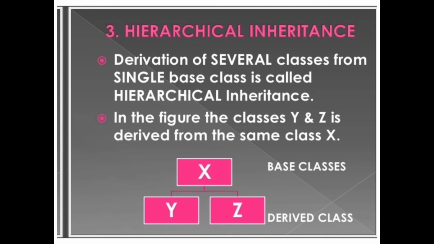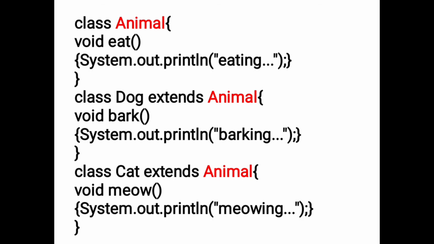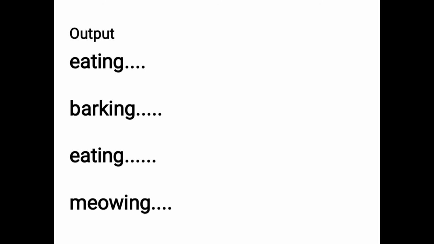Derivation of several classes from a single base class is called hierarchical inheritance. In the figure, the classes Y and Z are derived from the same class X. Here X is the base class. X class properties can be used in the Y and Z subclasses. Example of hierarchical inheritance: here the superclass is Animal and the subclasses are Cat and Dog. So the Animal class properties can be used in the Dog and Cat subclasses. The output here is eating and barking: eating is the superclass output and barking is the Dog class output. Eating is the superclass output and meowing is the Cat subclass output.